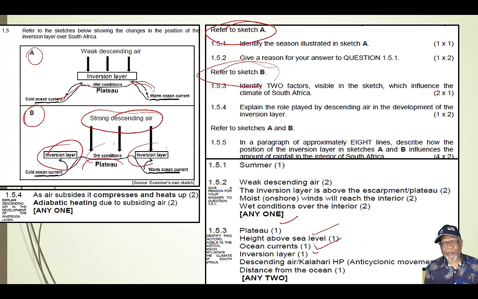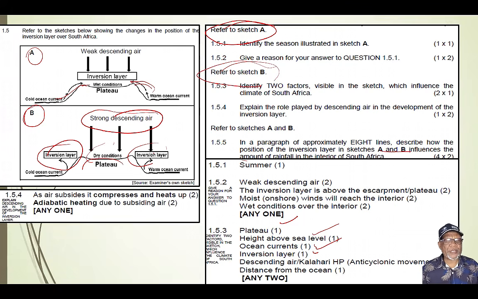Now let's look at 1.5.5. In a paragraph of approximately 8 lines, these are the questions that nobody should ever leave. You should never leave these questions. They say, describe how the position of the inversion layer in sketch A and B influences the amount of rainfall. Just by looking at this, in sketch A, it's above the escarpment. So there's going to be more moisture coming into the interior, more condensation, and more rainfall.